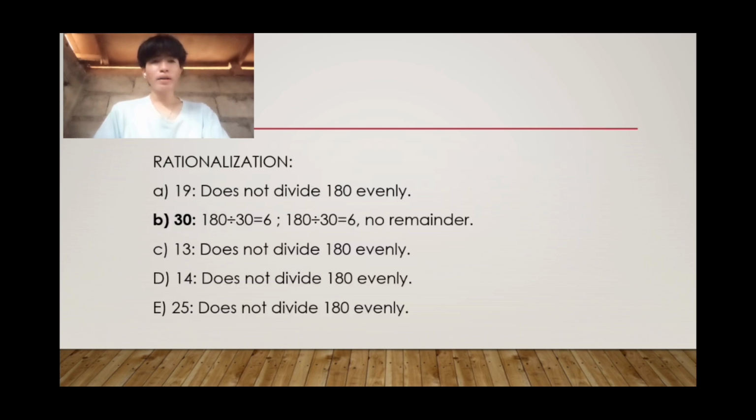19 is not an answer because it can't divide 180 evenly. And for letter C, 13, it also does not divide 180 evenly. And 14 also does not divide 180 evenly. And for letter E, 25, it does not divide 180 evenly. So our answer for this number is letter B, 30, because 180 divided by 30 is equal to 6.